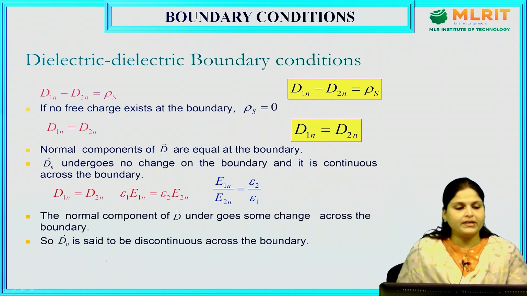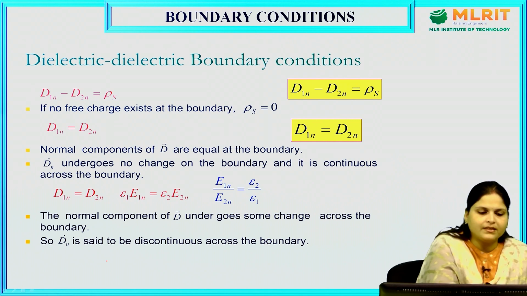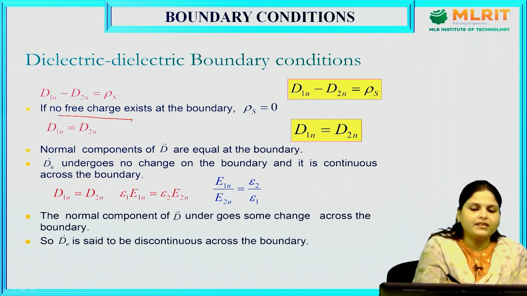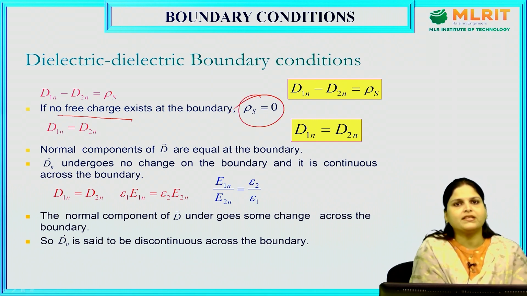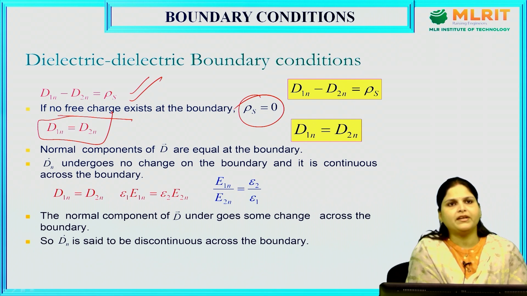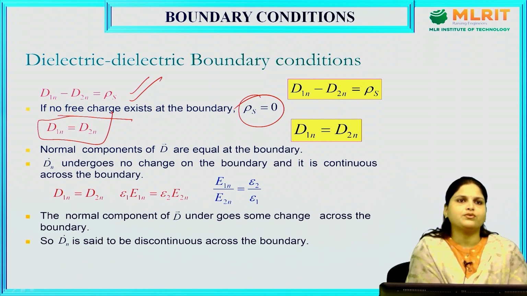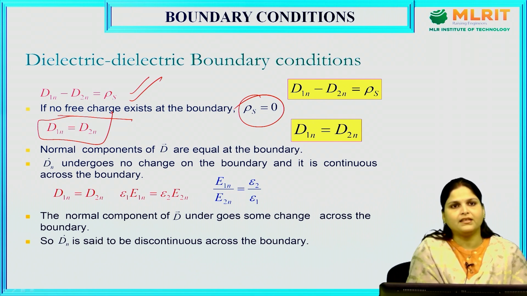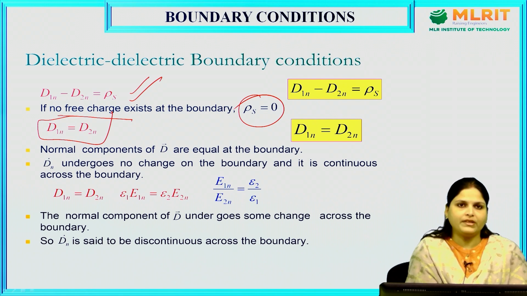Now, there is one more condition: if we consider that no free charges exist at the boundary, in that condition this surface charge density rho s can be considered as 0, and this expression becomes D1n minus D2n is equal to 0, and it can be written as D1n is equal to D2n. So now these two components are the same, so it can be said that the normal components of D are equal at the boundary, or they can be called continuous, right.